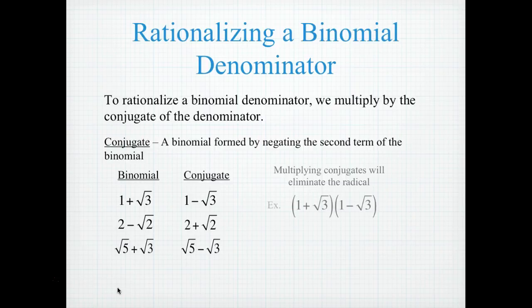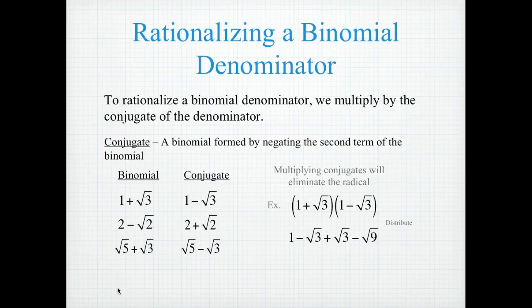We'll show you an example with 1 plus root 3. Its conjugate is 1 minus root 3, and we'll see what happens when we multiply these two binomials. We're going to use the FOIL method, so we multiply the first two terms. 1 times 1 gives us 1. The outside terms, 1 times negative root 3 is negative root 3. Move to the inside terms, root 3 times 1 gives us positive root 3. And the last terms, root 3 times negative root 3, gives us negative root 9.